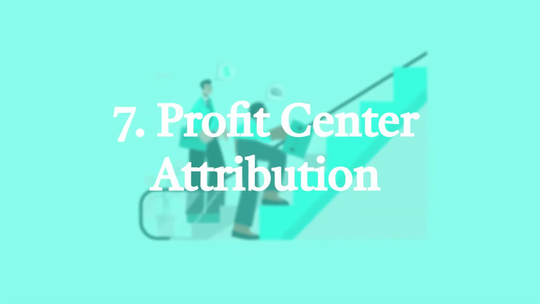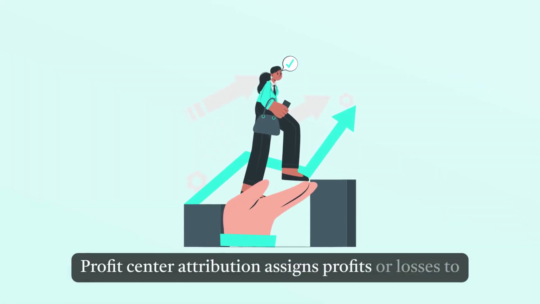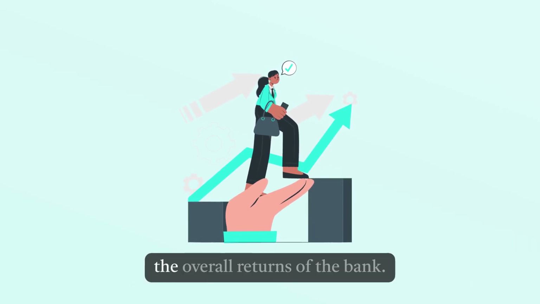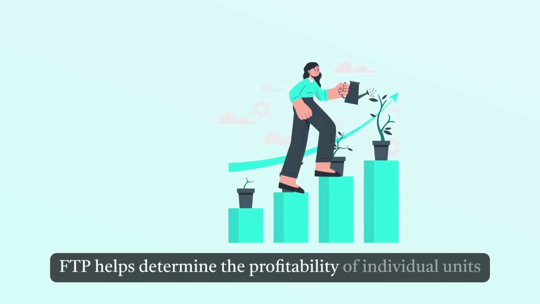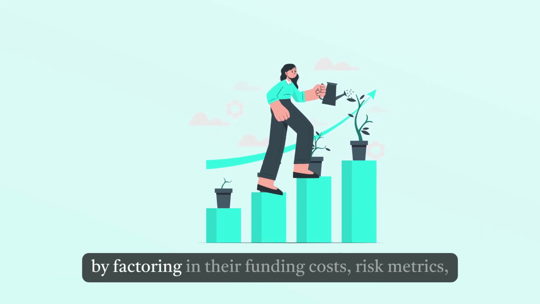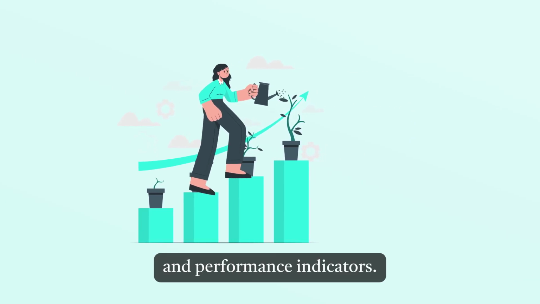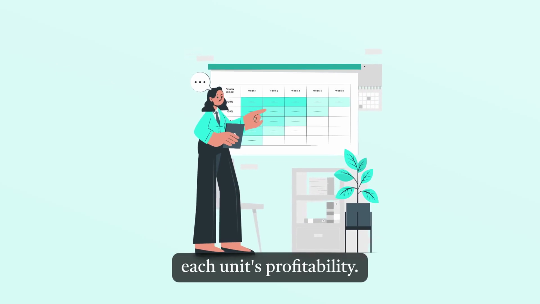7. Profit center attribution. Profit center attribution assigns profits or losses to specific business units based on their contribution to the overall returns of the bank. FTP helps determine the profitability of individual units by factoring in their funding costs, risk metrics, and performance indicators. This enables a fair and transparent assessment of each unit's profitability.